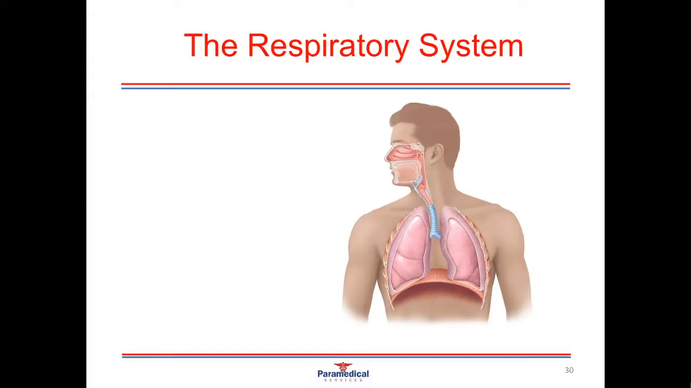So the primary function of the respiratory system is for ventilation and respiration, so moving air in and out of the lungs, and for gaseous exchange between the lungs and the circulatory system.